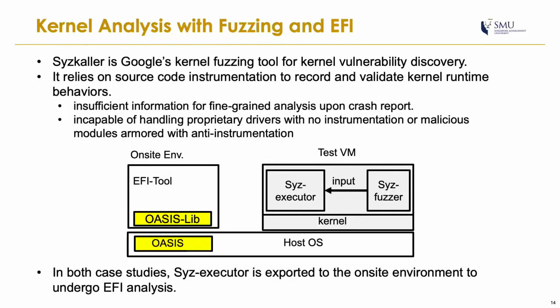We also developed 2 EFI tools to work together with a popular kernel fuzzing tool, Syzkaller. Syzkaller relies on source code instrumentation to record and validate kernel runtime behaviors. In Syzkaller, the sysfuzzer generates input to the sys executor. The input is a sequence of system calls with arguments. Then the sys executor invokes those system calls, aiming to trigger kernel vulnerabilities. If a kernel vulnerability is triggered, a crash report is generated.